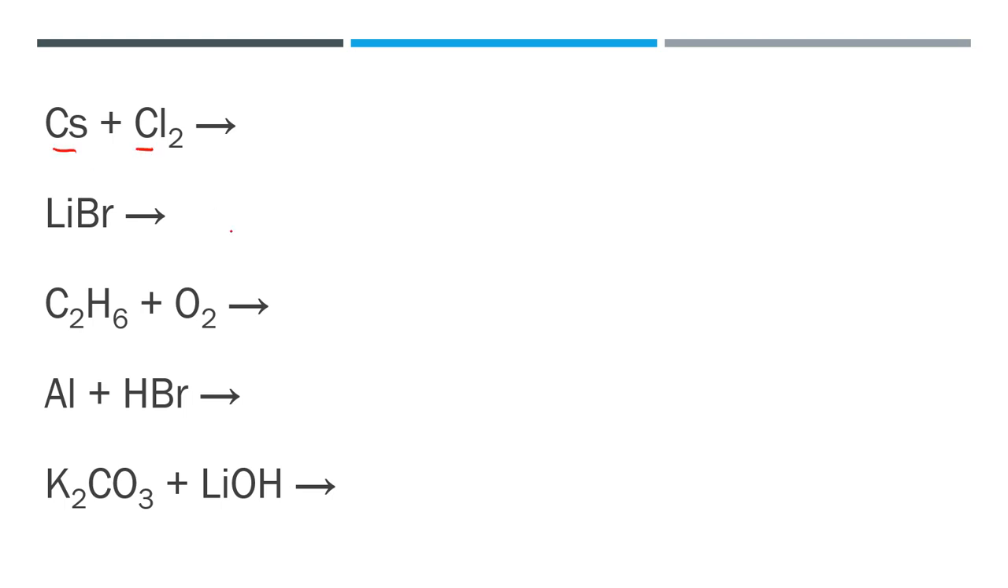I have 2 single elements. That's going to make this synthesis. These guys are going to combine. We're going to make cesium chloride. Cesium's a +1, chlorine's a -1, and so this is already balanced out, but I have 2 chlorines, so I need a 2 here and a 2 here to balance the equation.